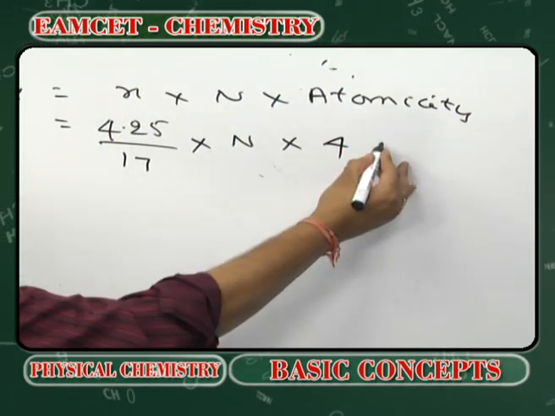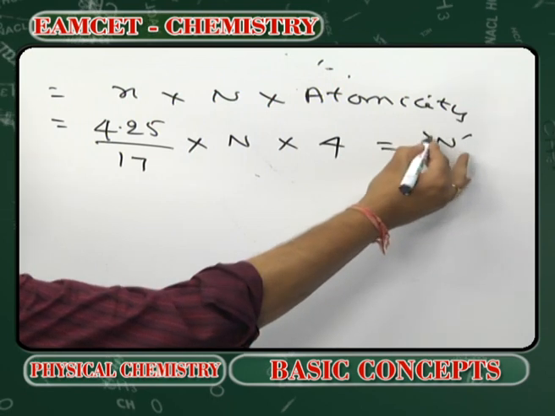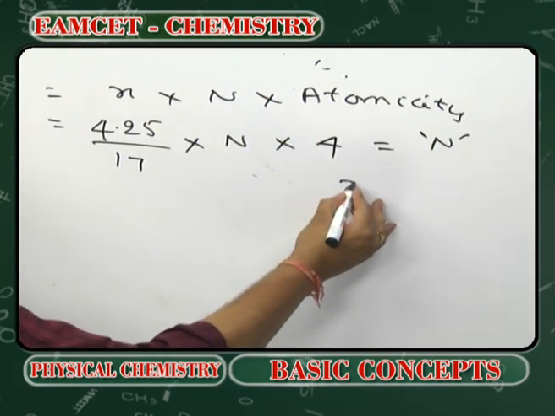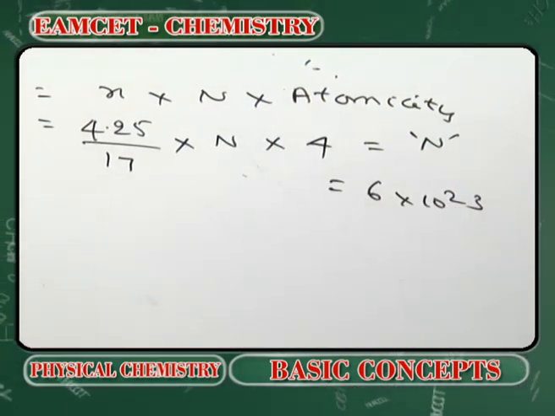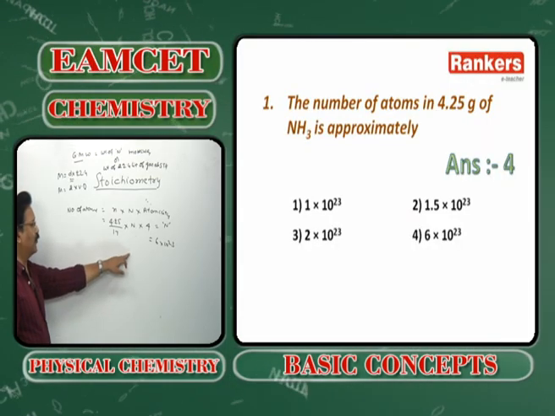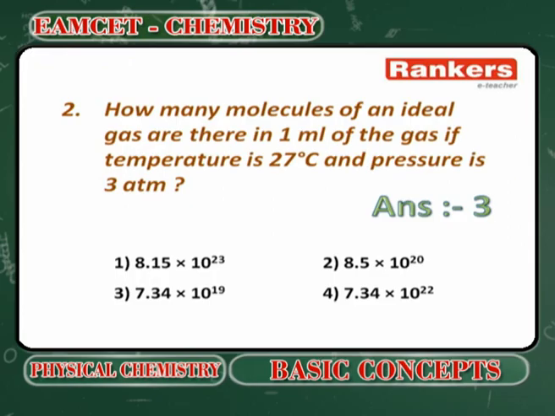So number of atoms will be equal to n, that is 6 into 10 to the power 23. The answer is choice number 4. Next question.